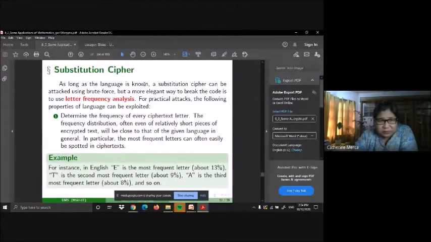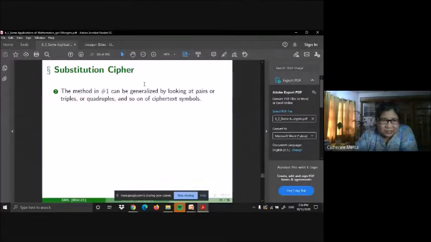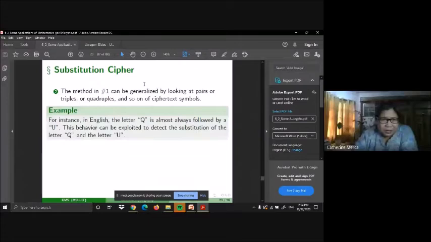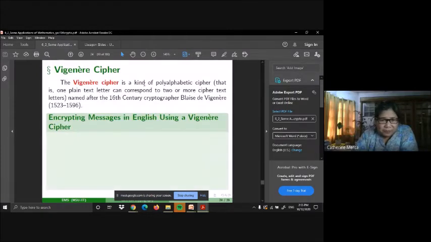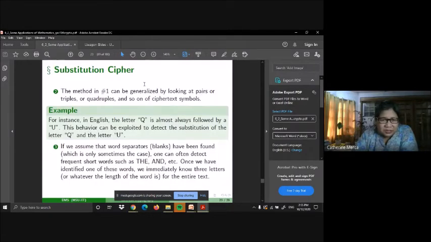So, first for a substitution cipher, how they determine it is frequency analysis. The English letter Q is almost always followed by a U. So when they analyze, for example, if the shift cipher key was used. If you assume that word separators, blanks, are preserved, which is only sometimes the case, one can often detect frequent short words such as the and so on.